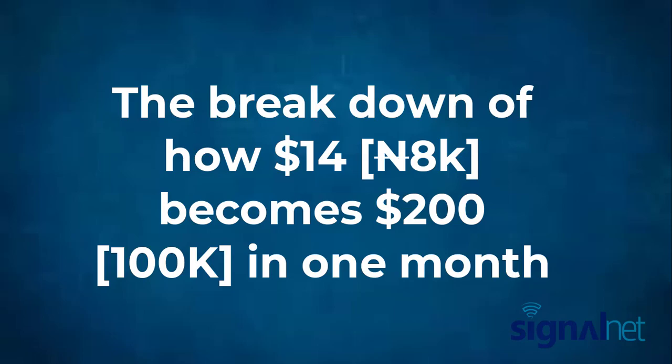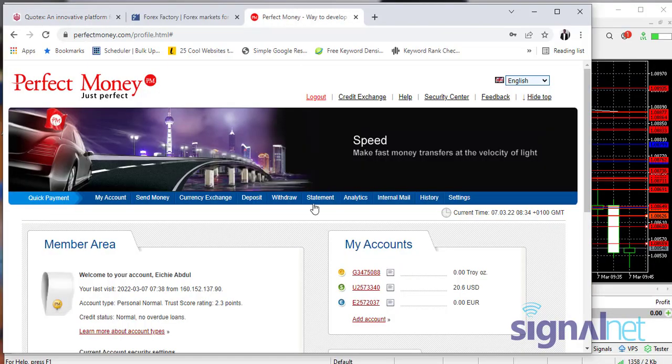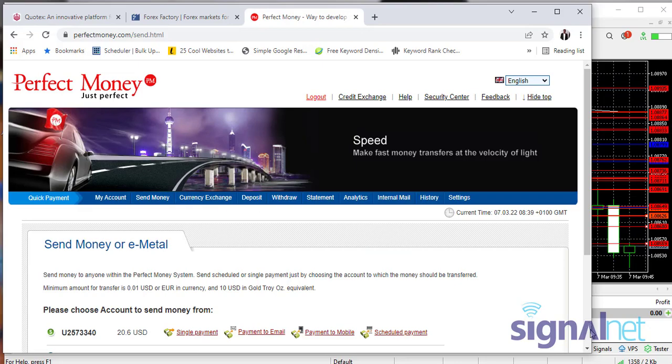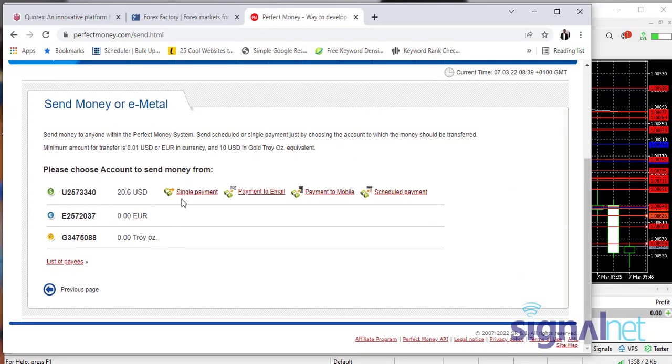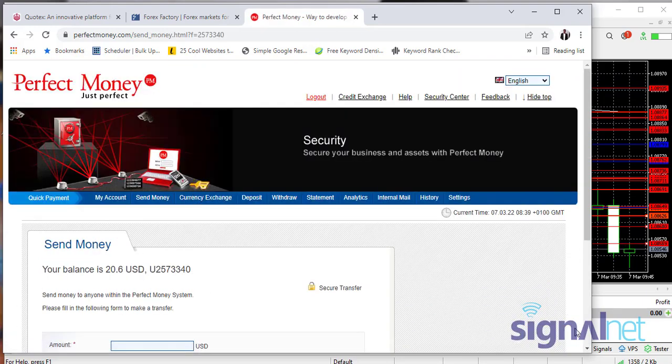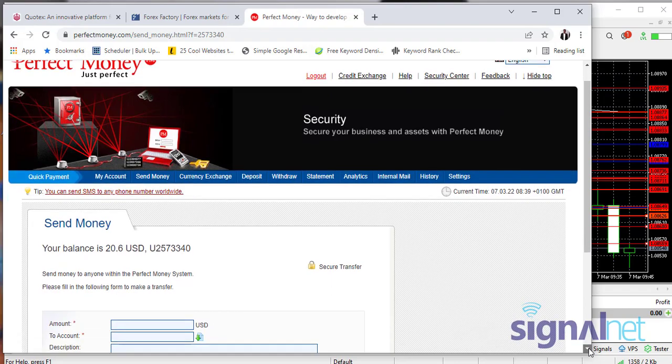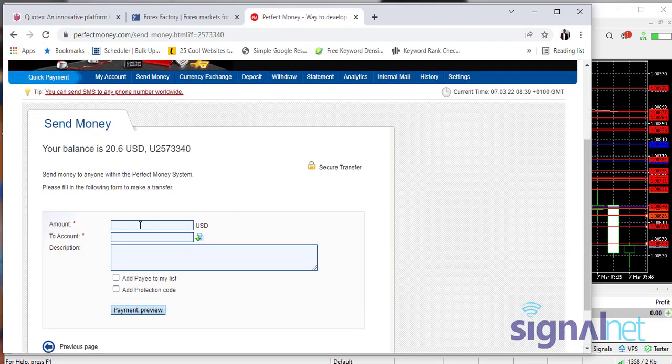Now, the clip you're seeing below has to do with withdrawing from Perfect Money. Usually, when you want to convert your Perfect Money to naira, you just send the equivalent you want to convert to naira to an exchanger. If you search on Google Perfect Money exchangers in Nigeria, you will see several of them. Personally, I have a friend that's an exchanger, so I use him.